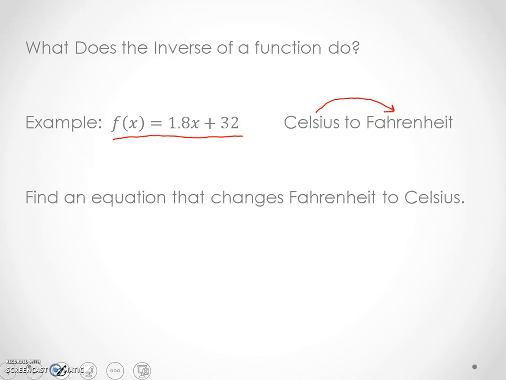So suppose we want to find an equation, though, that does just the opposite of that. That changes Fahrenheit into Celsius degrees. So it works just the opposite of this. And so right now we could write this example as y equals 1.8 times x plus 32. And then the x represents the degrees Celsius and the y represents the degrees Fahrenheit.